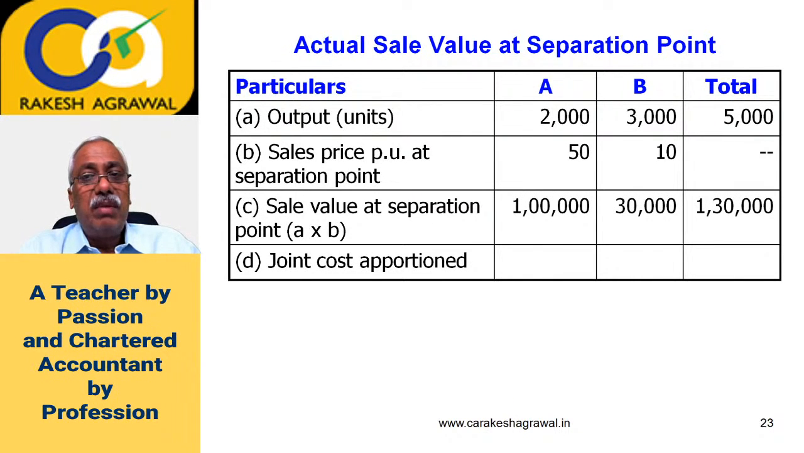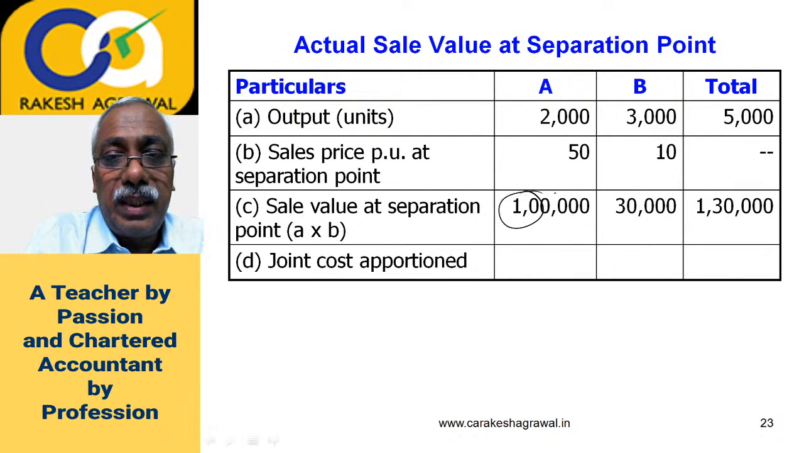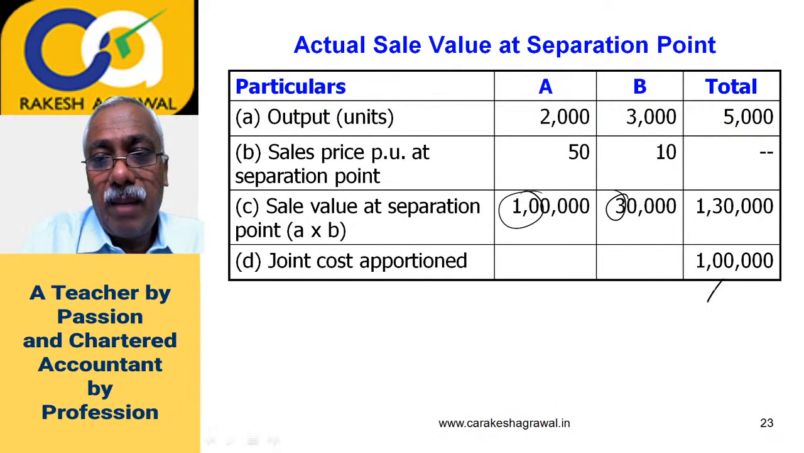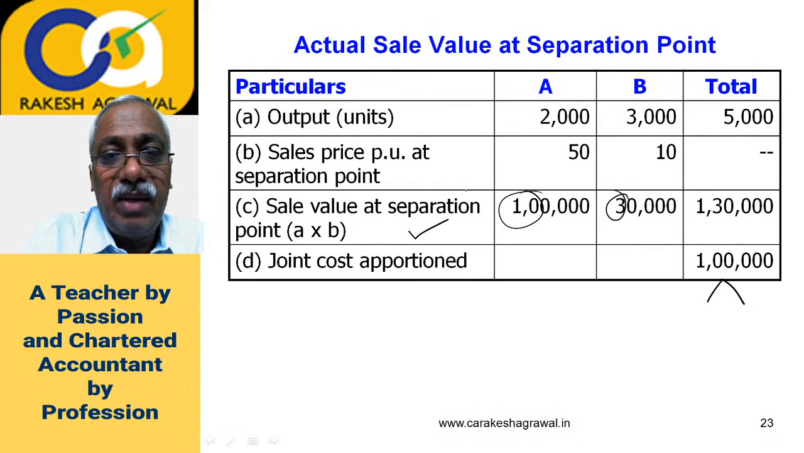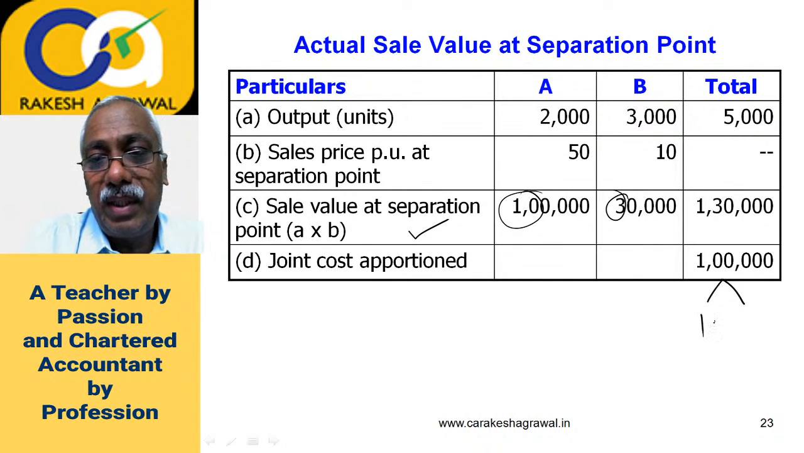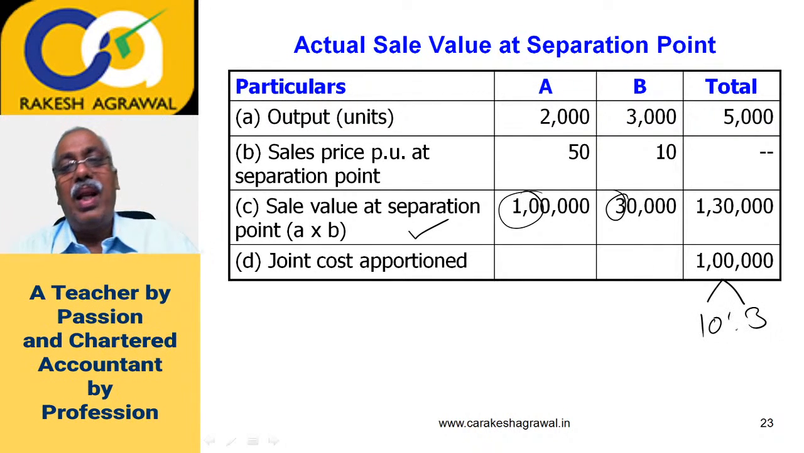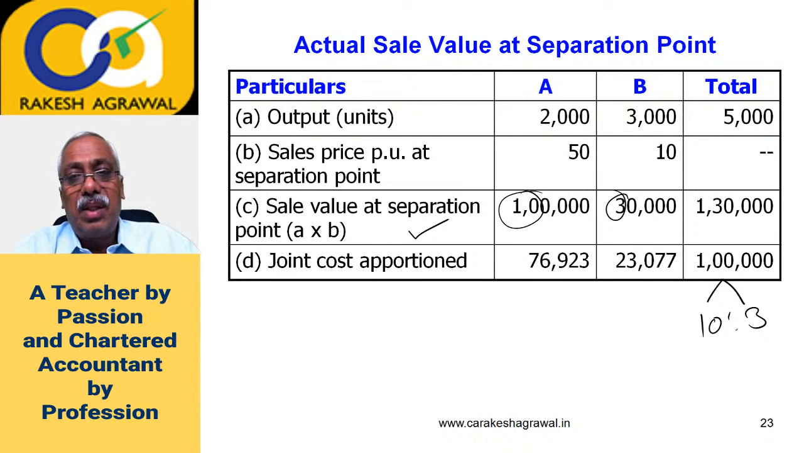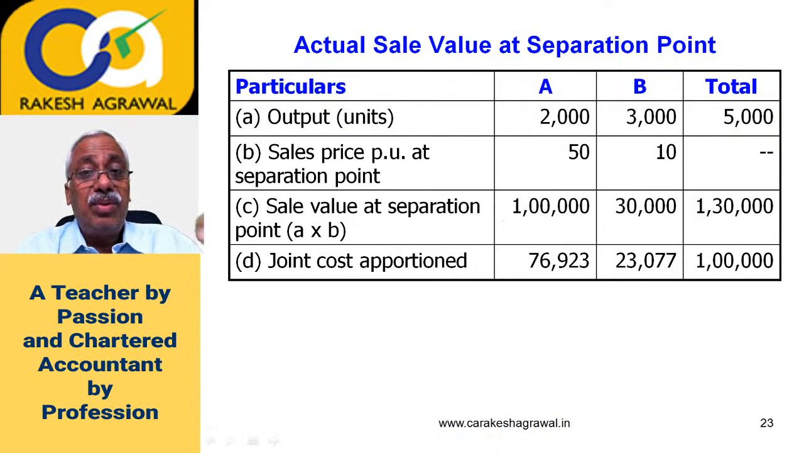And now the joint cost will be apportioned in this ratio, that is 10:3. So 1 lakh is the joint cost, apportion it in the ratio of sale value at separation point, that is in the ratio of 10:3 or 1 lakh is to 30,000, means one and the same. So distribute 1 lakh in the ratio of 10:3, that is 76,923 and 23,077. I hope I have done the calculations correctly. You can cross check using your calculator. So these were three variations of sale value method.